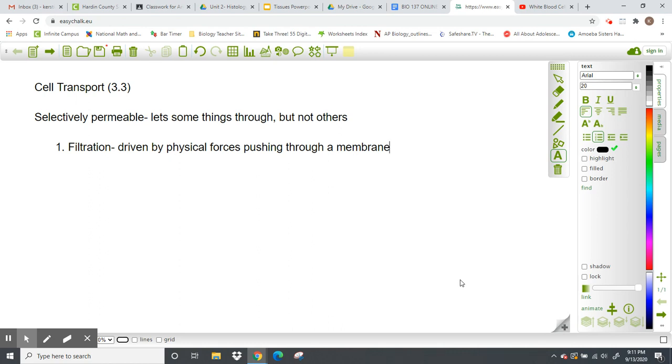Okay, so filtration is one way that happens. So the components of your blood are pushed through the capillaries that are there.